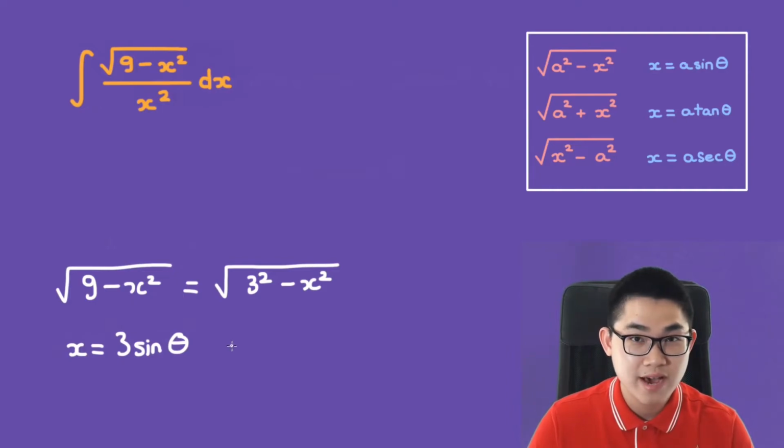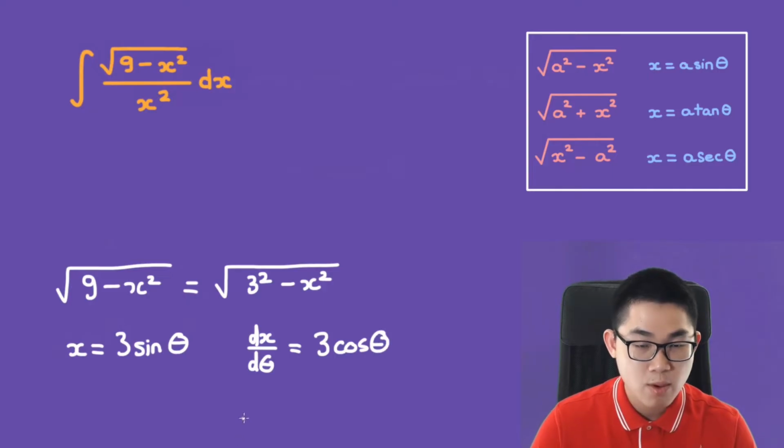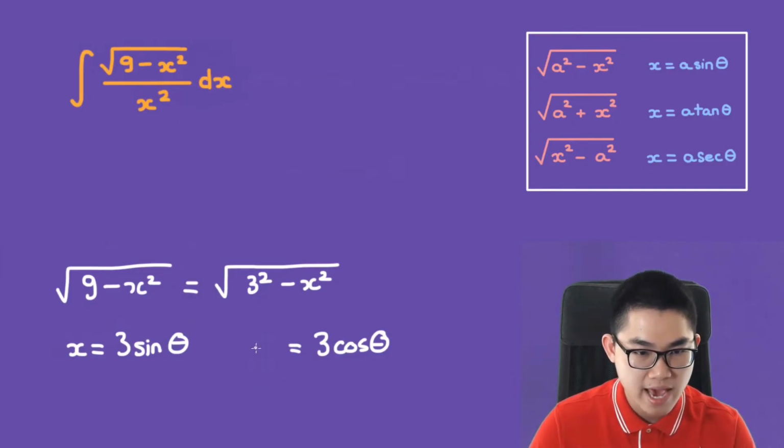And we also need to find the derivative. So the derivative dx over d theta: what is the derivative of 3 sine? Well, it's going to be 3 times cosine. And what we can do is multiply both sides by d theta. So let's do that, and we end up with dx equals 3 cosine d theta.